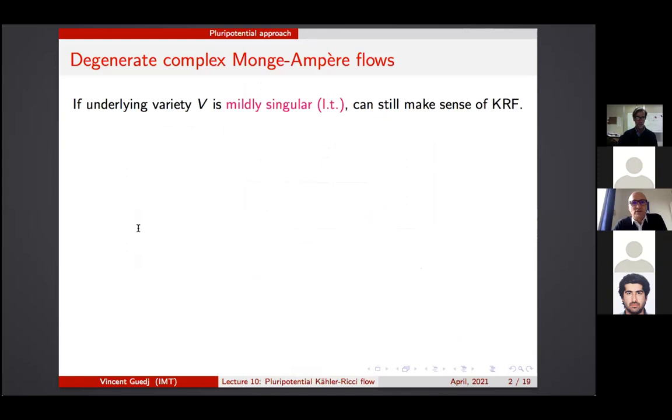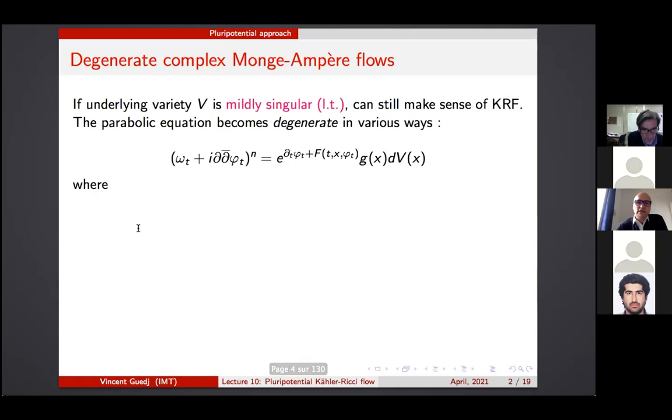So as I explained in the previous lecture, one needs to consider degenerate complex Monge-Ampère flows. So the underlying variety V is mildly singular. Let's say it has log terminal singularities. And one can still make sense of the Kaehler-Ricci flow and describe it equivalently in terms of scalar parabolic complex Monge-Ampère equations. But then the corresponding equation becomes degenerate in various ways. So it takes the following form.